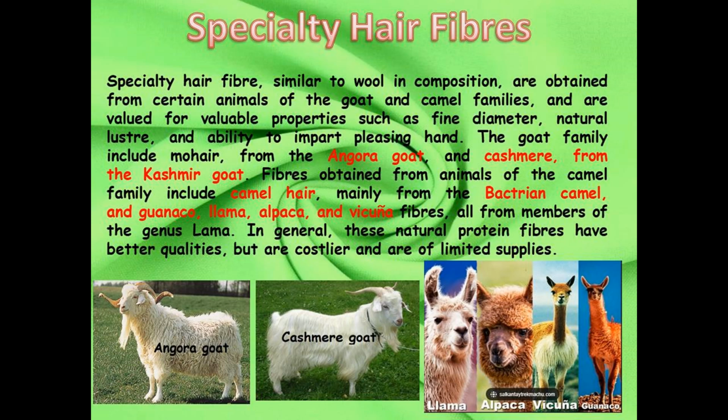Fibers obtained from the animals of the camel family include camel hair, mainly from the Bactrian camel, and guanaco, llama, alpaca and vicuna, all fibers from members of the genus Llama. In general, these natural protein fibers have better qualities but are costlier and are of limited supply. The figure shows first the Angora goat, second the Kashmir goat, and then llama, alpaca, vicuna, and guanaco.